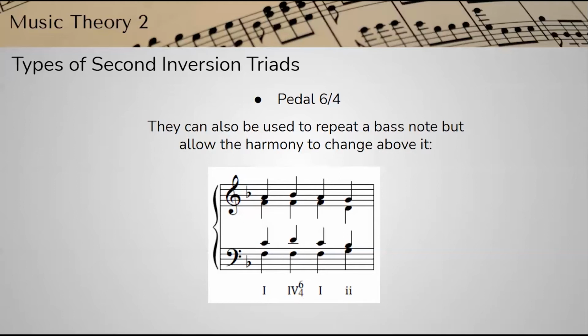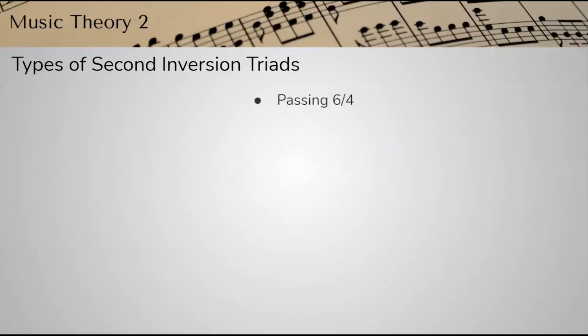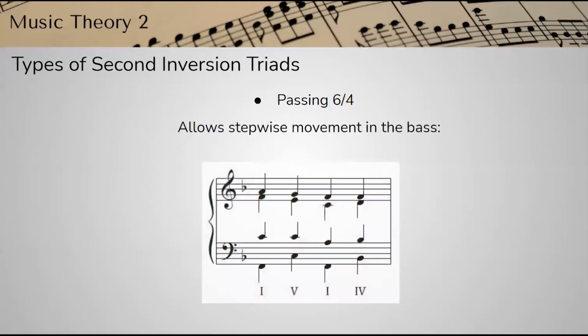Another way you can use a 6/4, a second inversion triad, is as a passing 6/4 chord. And this, like first inversion triads do, it allows stepwise movement in the bass, right? So here's another bass line that jumps around a lot because it is all root position triads. And let me play it. Right, so you have that jumping bass line.